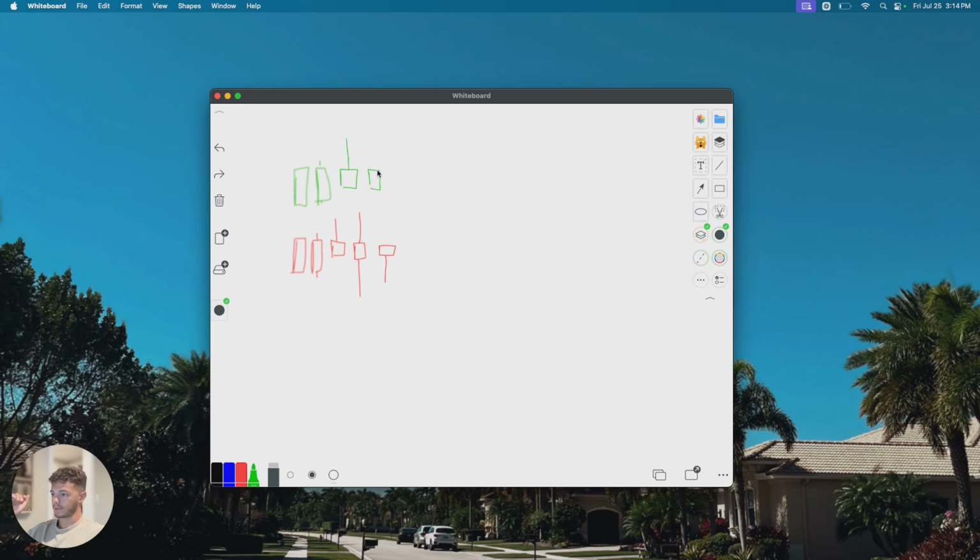You can get a spinning top like this. And you can get a hammer like that. We can also dive into dojis, which are candles that look like this, right? You can get all sorts of them, and they can also be red. So these are called doji candles.